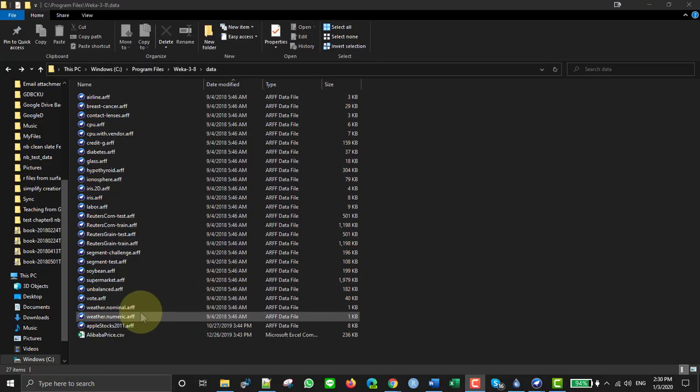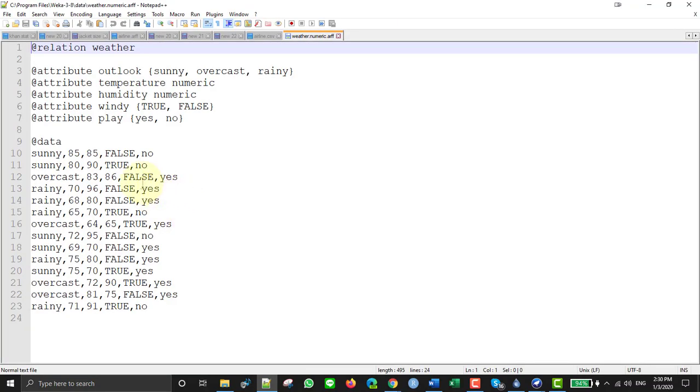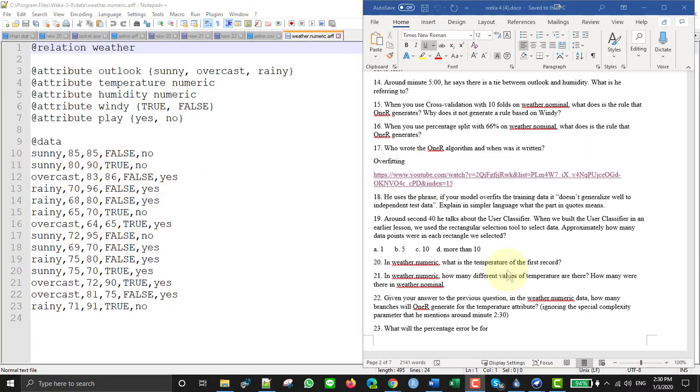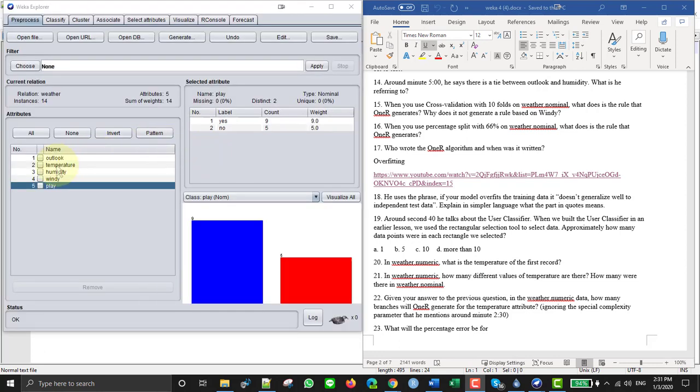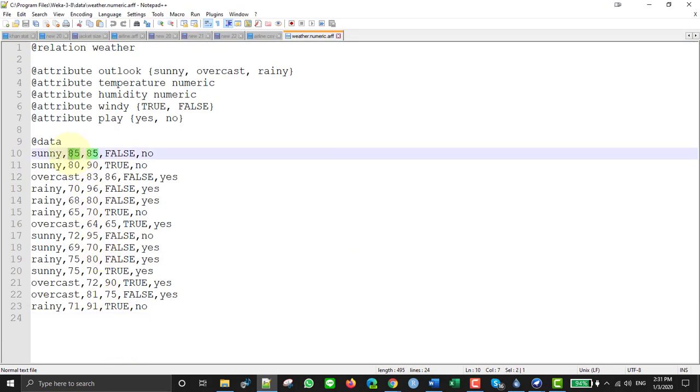You can open up an ARFF file using something like Notepad++. I have Notepad++ installed. It comes up here, so I can open it with this. And I can see the first record. What's the temperature? I think it's 85. Temperature is the second variable. The next question is, how many different values of temperature are there? There's 85, 80, that's 2, 3, 4, 5, 6, 7, 8, that was repeated, 9, 10. Maybe there are 10 different values.